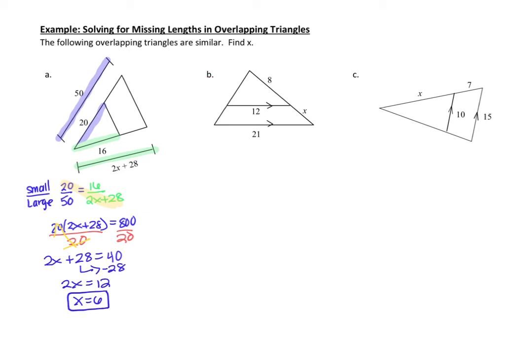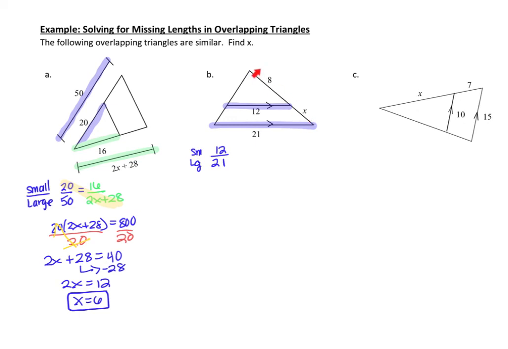Let's take a look at letter B. We have a smaller triangle and a larger triangle. We know that this side is parallel to this side, which makes these angles congruent. So they would be similar by side angle side similarity theorem. Let's write a proportion. I know that this side is going to be corresponding to that bottom side. So 12 corresponds to 21.